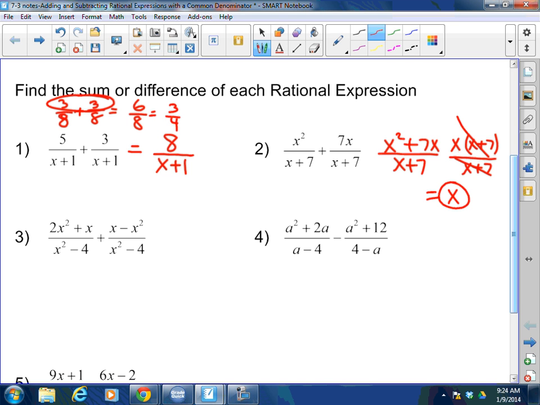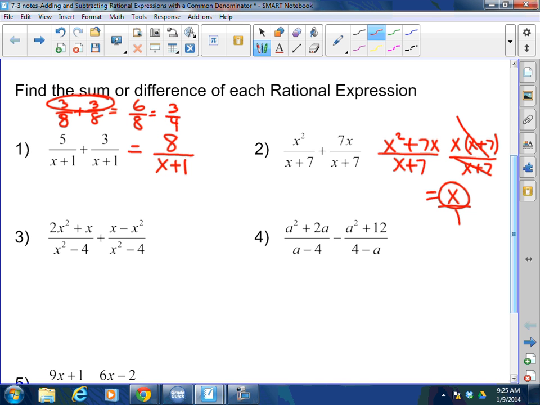Would I have any restrictions for this one? No, because remember, you only have a restriction when there is a denominator of 0. So if I have a variable in the denominator, then I need a restriction. But in this case, the denominator is 1. I hope that makes sense to everybody.